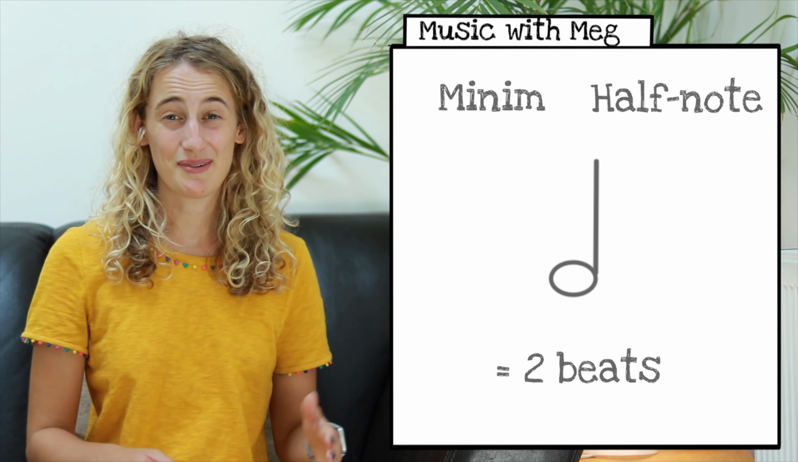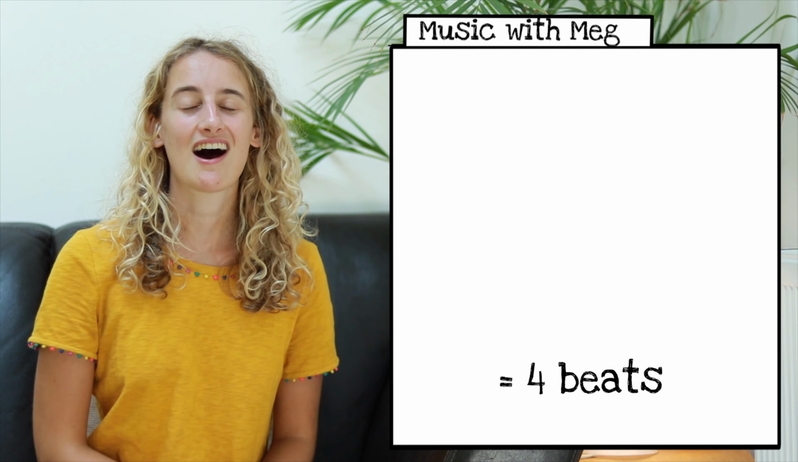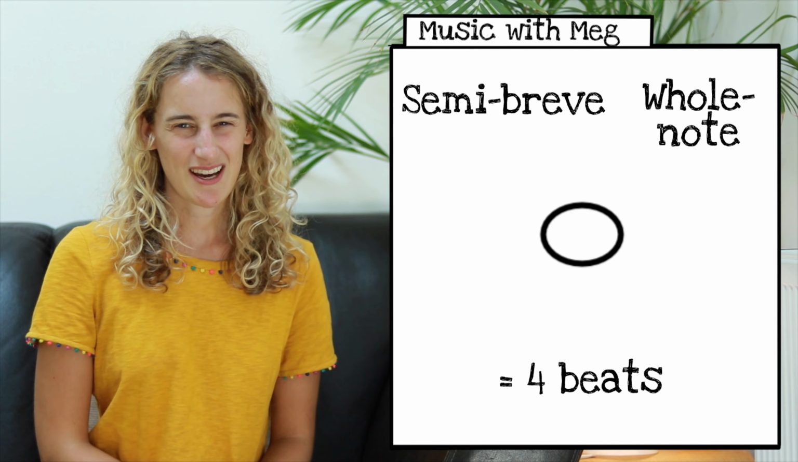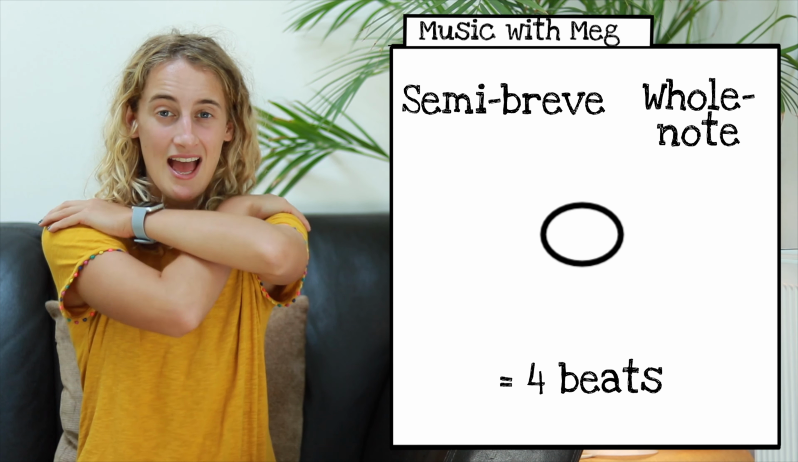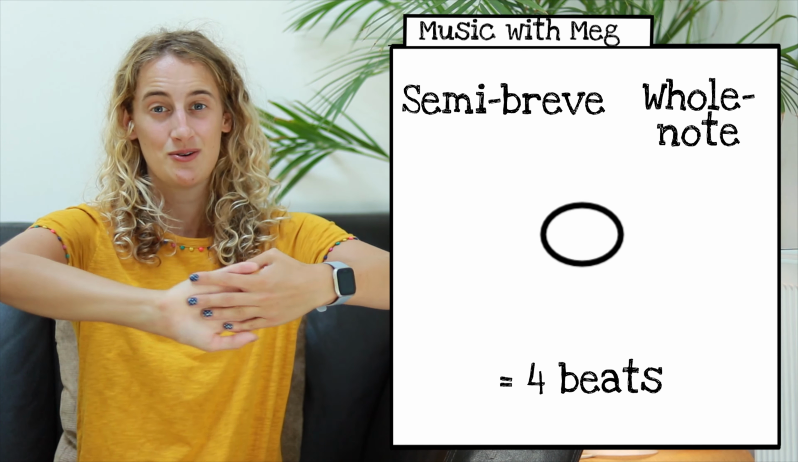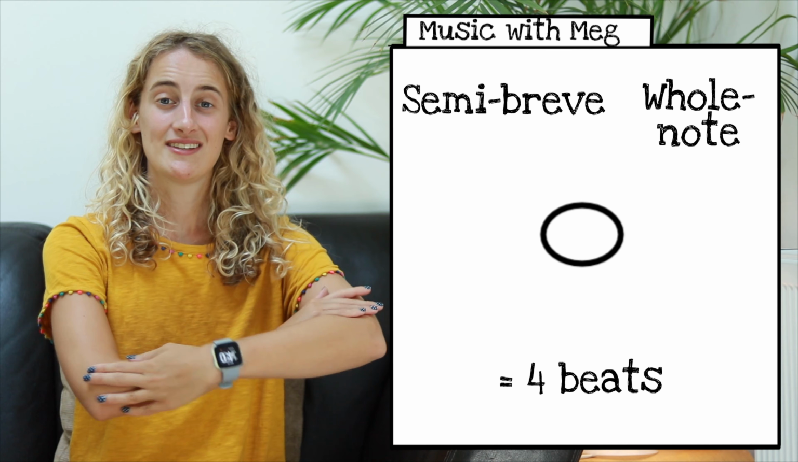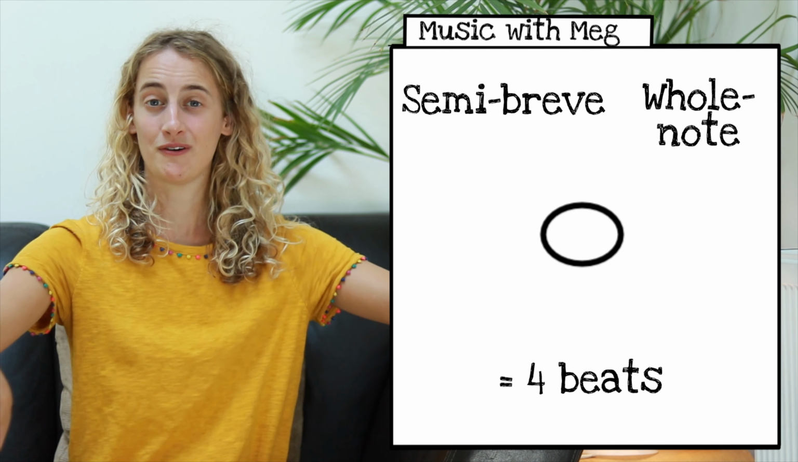And finally, we have a note that lasts 4 beats. This is our semi-breve or whole note. Now we need a nice long sound for this one. So we're going to begin at our shoulders and swipe our hands all the way down to the end like this.